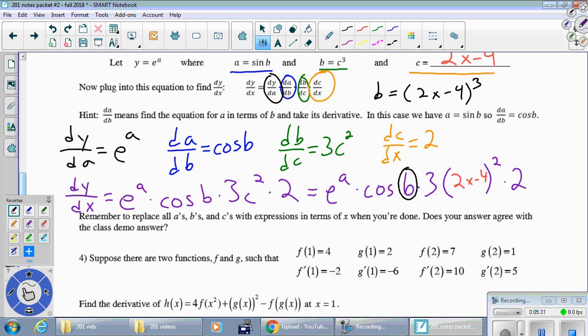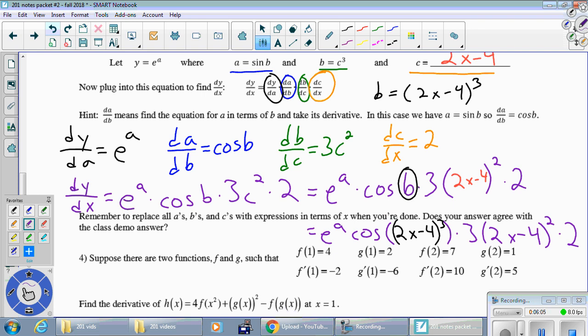So I've kind of run out of space, but I'm going to try to copy everything else, cosine of, but then instead of b, I'm going to put what b is equal to right there, 2x minus 4 to the third. And then we'll copy everything else, times 3 times 2x minus 4 squared times 2. Sure, you can multiply the 3 and the 2 and get 6, but that's not what we did in the demo, so I'm just going to leave it in its unsimplified form.